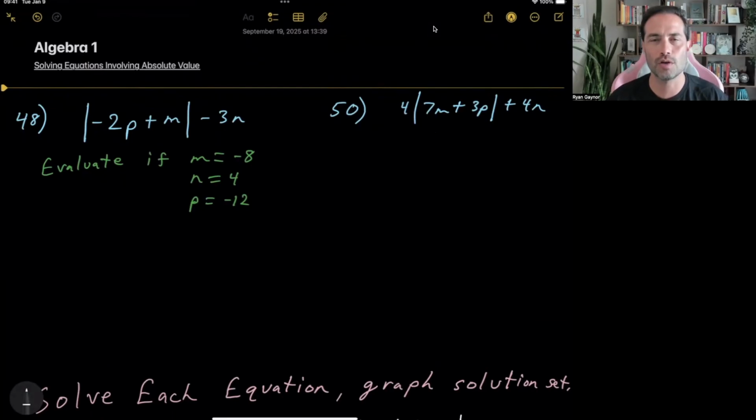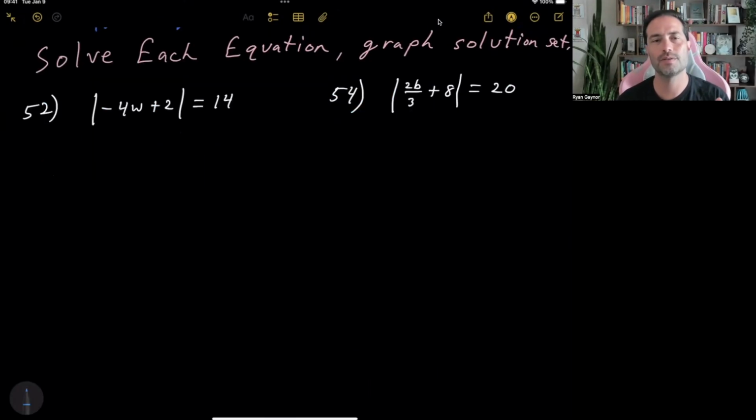We are working on solving equations involving absolute value, and this is number 52. This says solve each equation and then graph the solution set. In doing this, we're still dealing with absolute values, but now we're solving an equation instead of plugging something into an expression. So this is a bit different.